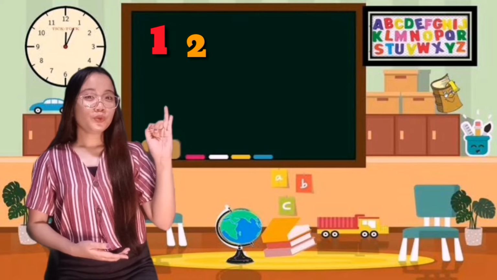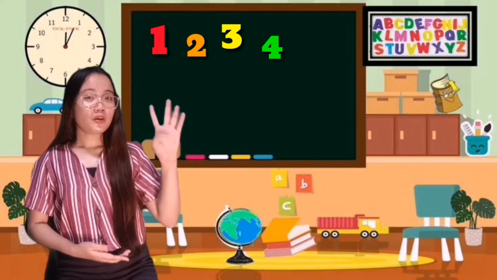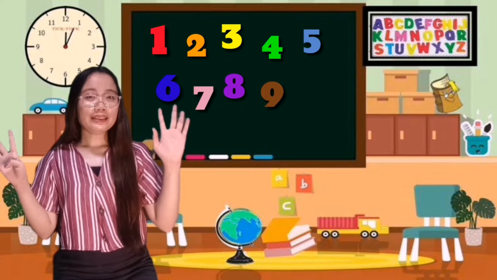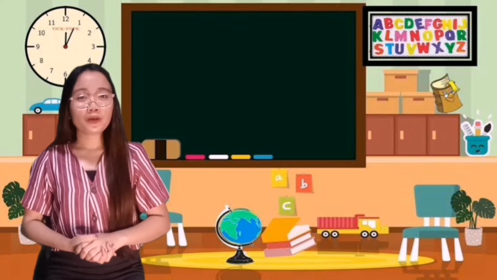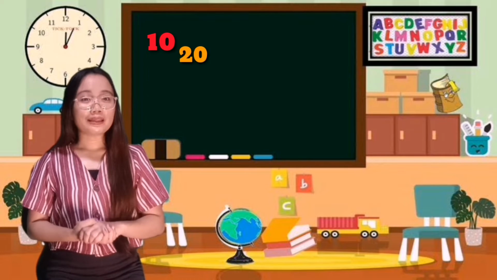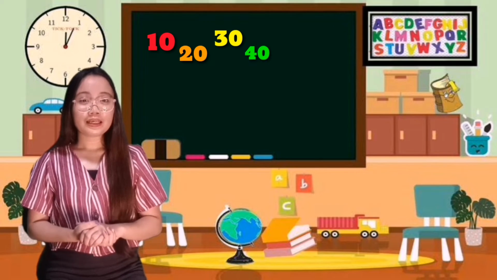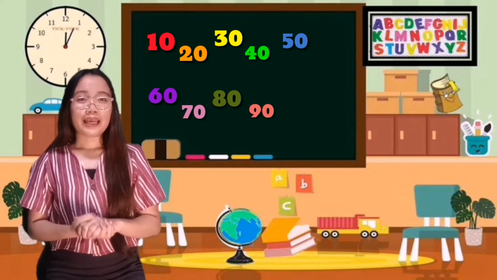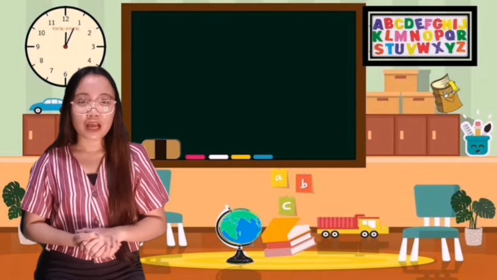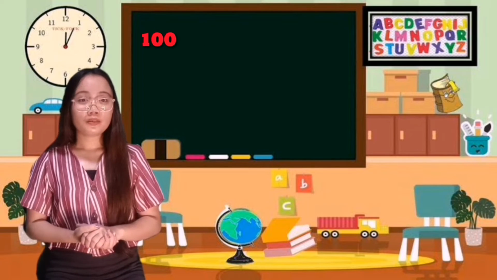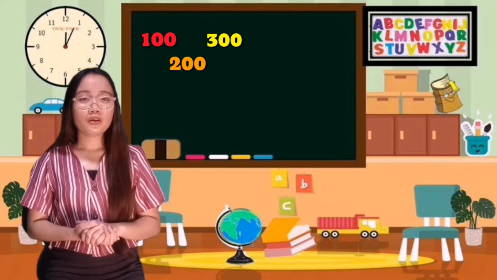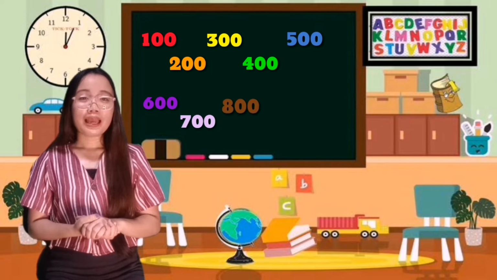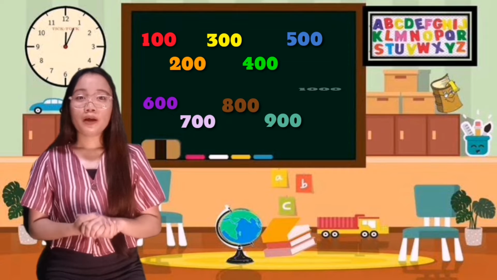1, 2, 3, 4, 5, 6, 7, 8, 9, 10. Very good. Let's do it by 10. 10, 20, 30, 40, 50, 60, 70, 80, 90, 100. Very good. How about by 100? 100, 200, 300, 400, 500, 600, 700, 800, 900, 1,000.